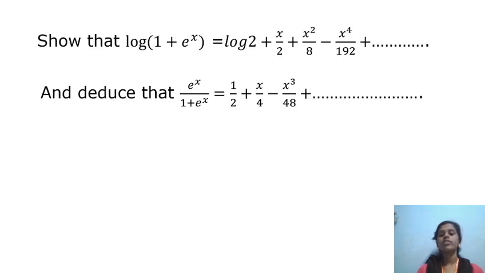Next, there is one simple problem we have to solve. Show that log of 1 plus e power x equals log 2 plus x by 2 plus x square by 8 minus x to the power of 4 by 192 plus and so on. And also deduce that e to the power of x by 1 plus e to the power of x equals 1 by 2 plus x by 4 minus x cube by 48 plus and so on.